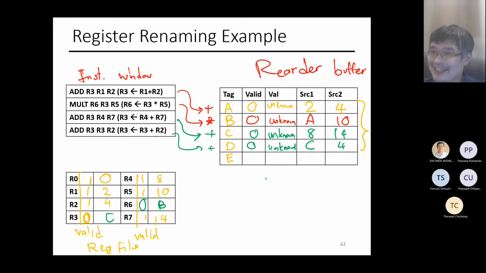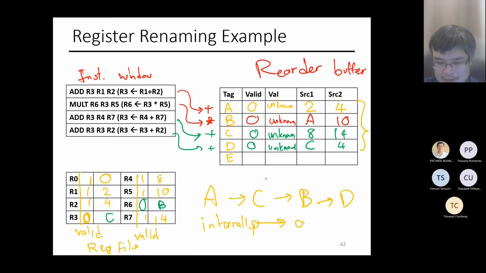A and C can run right now, right? Even though C comes after B, I can start right now. B and D have to wait for the earlier instructions A and C. All right, you got my point, right? Now you start to run things out of order. You actually start doing A, followed by C, followed by B, and followed by D. So internally, we start to do things out of order.